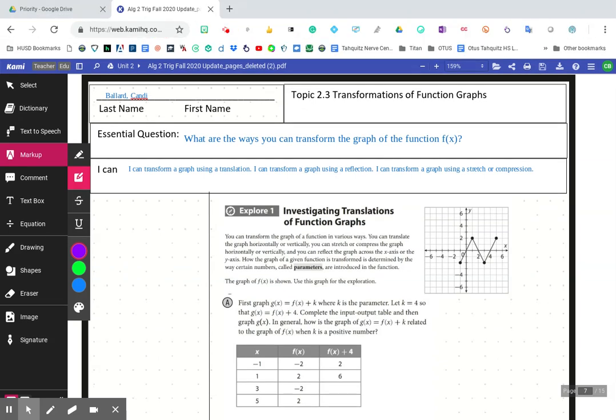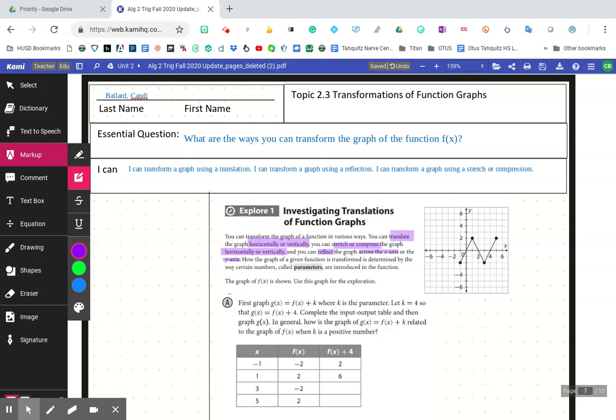Investigating translations of graph functions. So we're going to do explore one right now. You can transform the graph of a function in various ways. You can translate the graph horizontally or vertically. So the word translate is important here. You can stretch or compress horizontally or vertically again. And then you can reflect the graph across the x-axis or the y-axis.